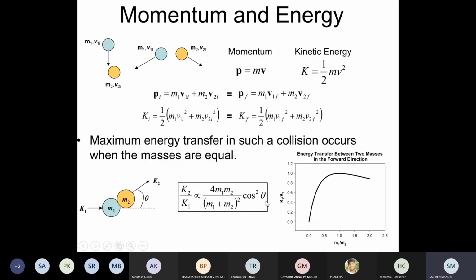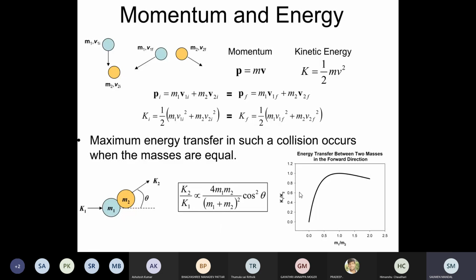Okay, so this is K2 and this is K1 and this is K2. This kinetic energy is before collision and this is after collision. With K1 by K2, we can calculate the initial by the final, and with changing M1 by M2, this kinetic energy also changes. And as was said, the maximum energy transfer happens when the masses are equal.